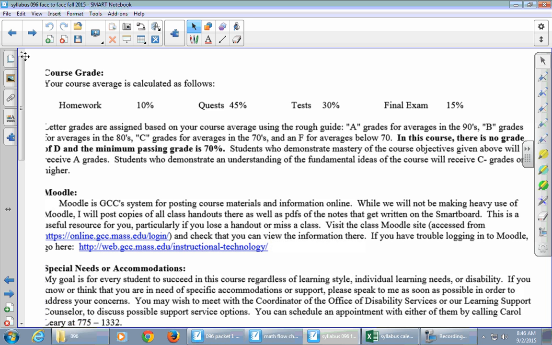Homework is worth 10%. Quests are worth 45%. The word quest, it's kind of a funny word. It's like between a quiz and a test. Like it's maybe a little bit bigger than a quiz, but it's not as big as a test. So we'll merge those two words together. We have 5 of those things through the semester. There are 2 tests and then a final exam at the end of the semester.